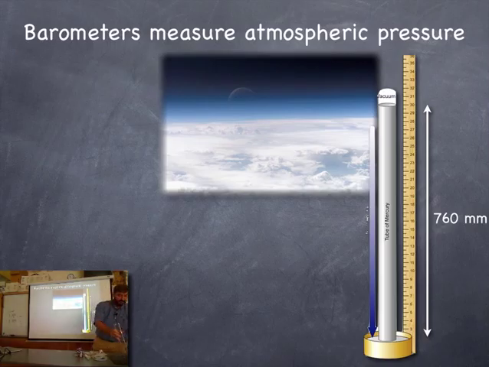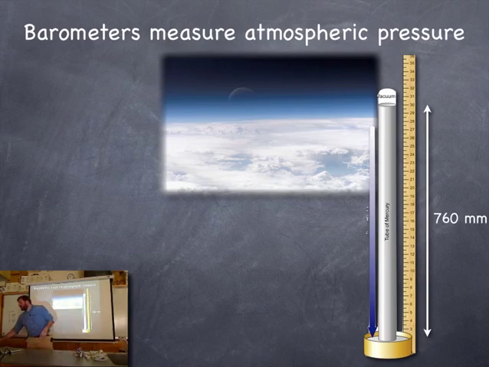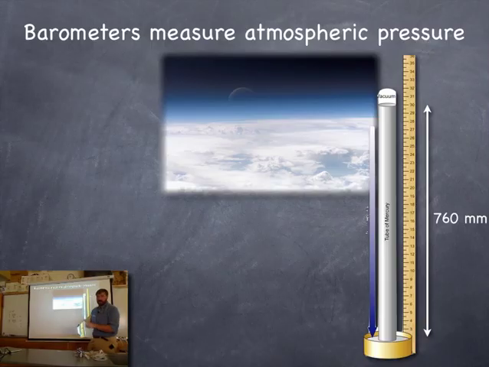Under normal conditions at sea level, the air pressure will support a column of mercury 760 millimeters high. As the air pressure changes, if a storm is coming or things like that, the column of mercury will fluctuate in height. That's how we measure atmospheric pressure.